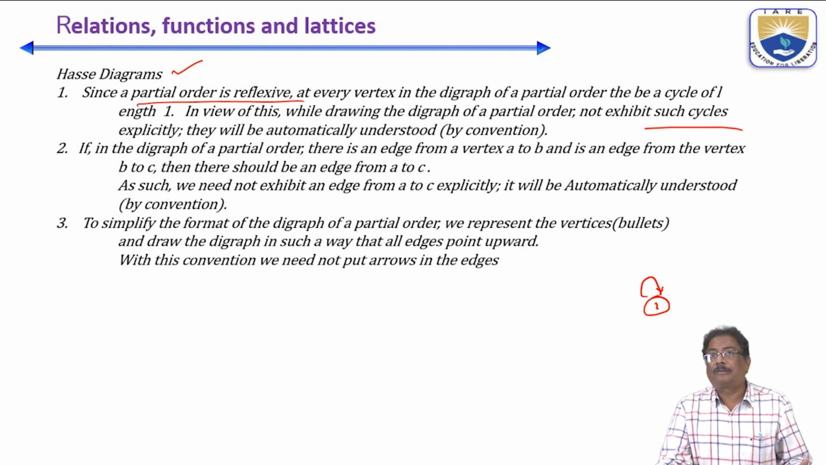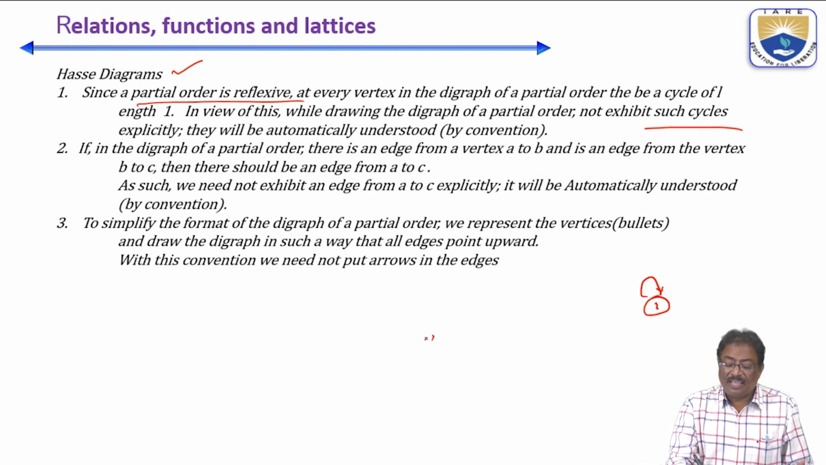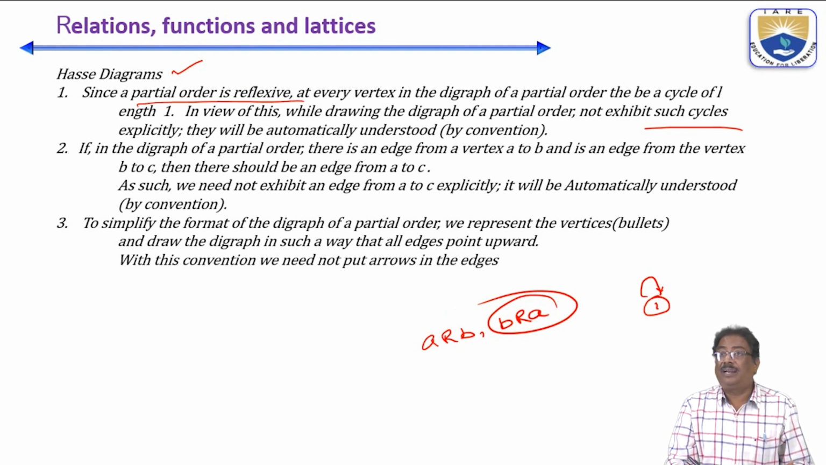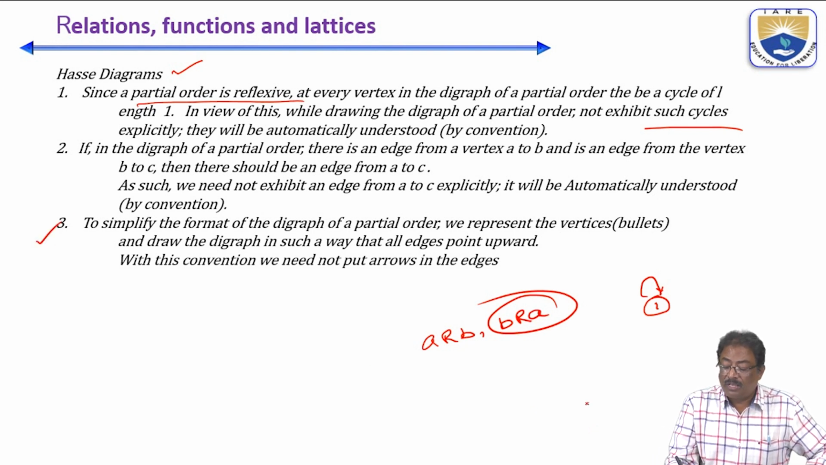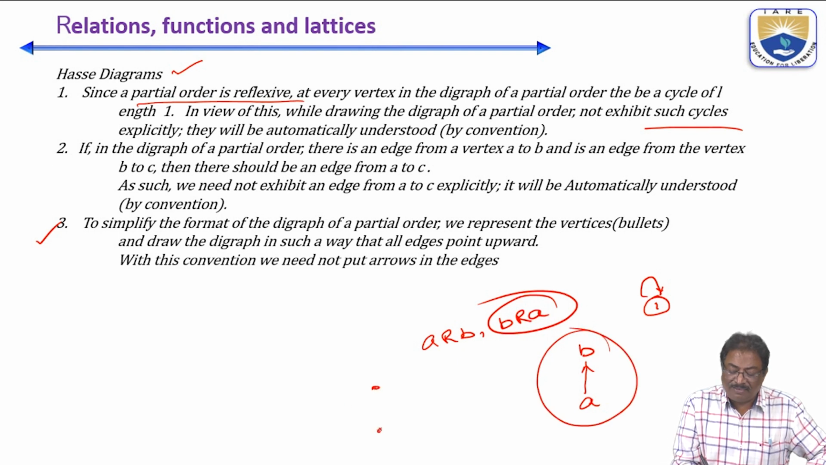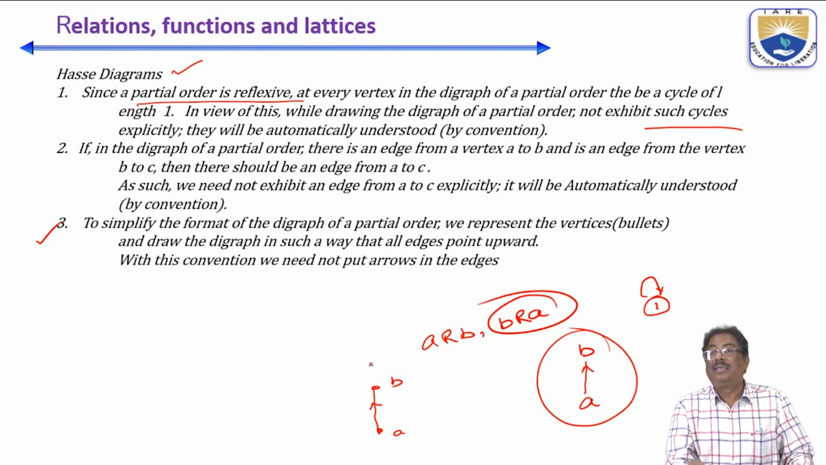The next one is antisymmetry. Whenever A related B is there and there is no B related A, we are not going to consider the reverse. Whenever A related B is there, then A will be written at the bottom and B will be written at the top. If I am going to mention a direction, then A is this and B is this, and I represent it like this. So it is nothing but A related B.